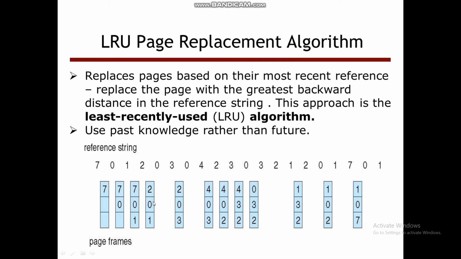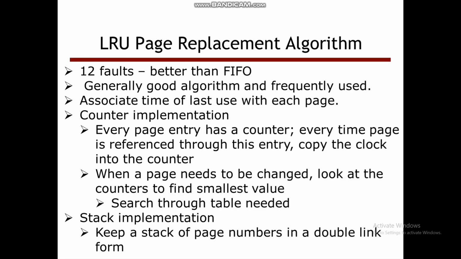So now the page fault rate is 12. In our earlier case, in the FIFO replacement algorithm, we had 15 as the page fault rate. Now it is 12, so it is reduced, and this is a better scheme. That is, it is better than FIFO as the page fault rate is reduced. And this algorithm is a good algorithm, and it is frequently used, and it always associates the time of last use with each page, that is for finding the least recently used one.